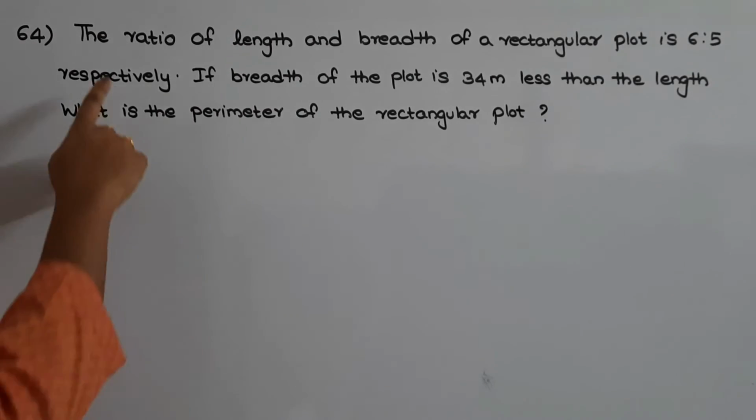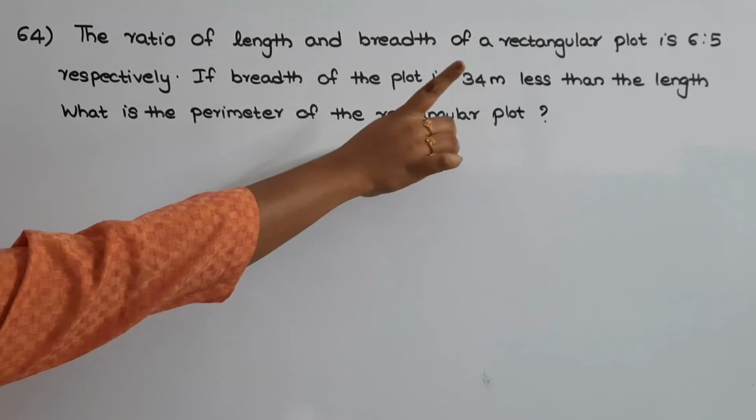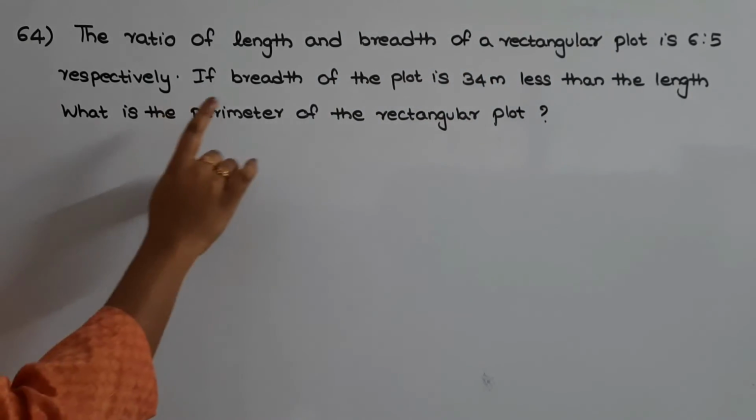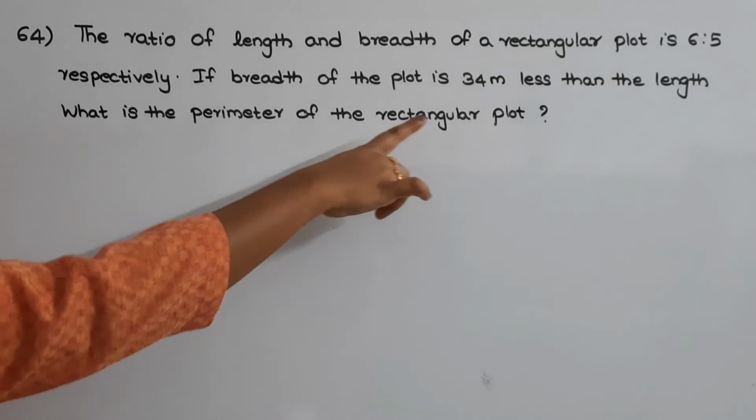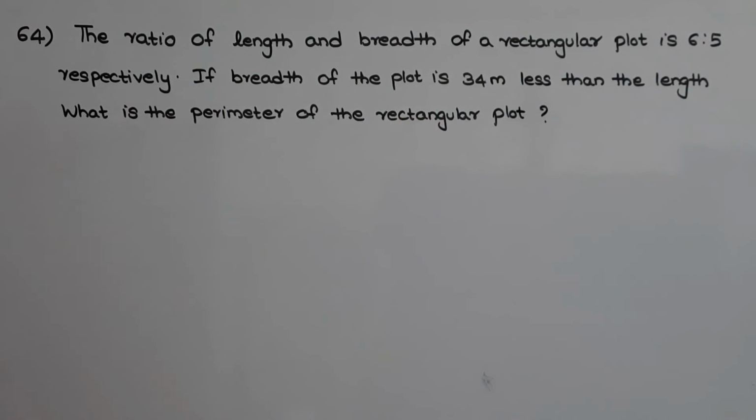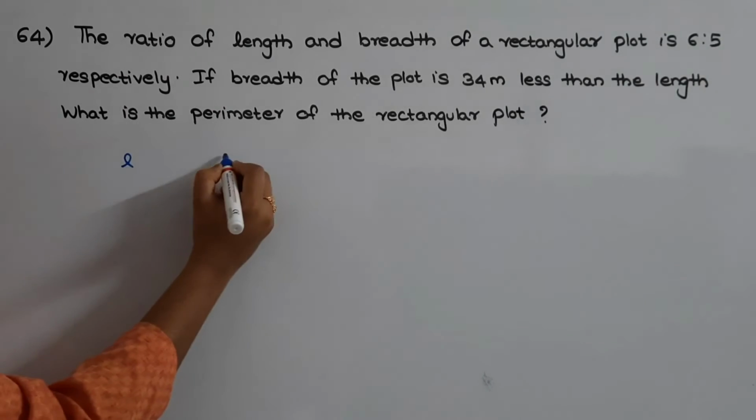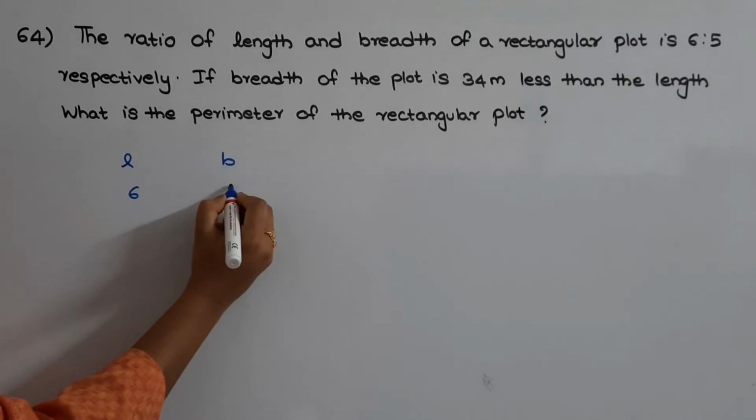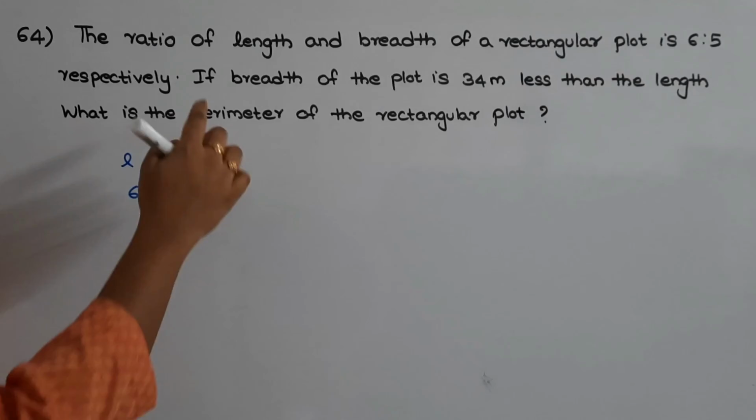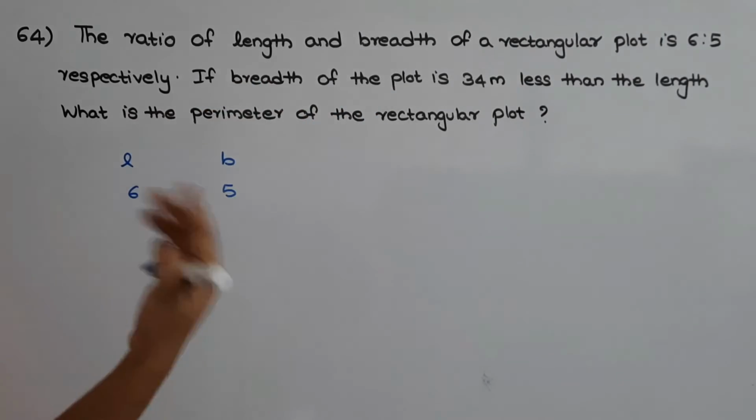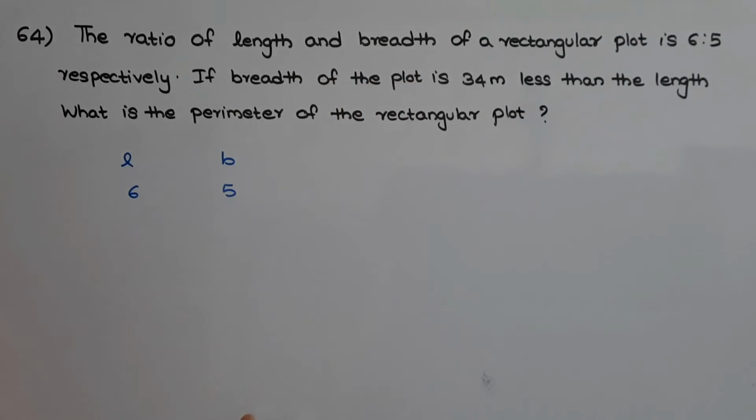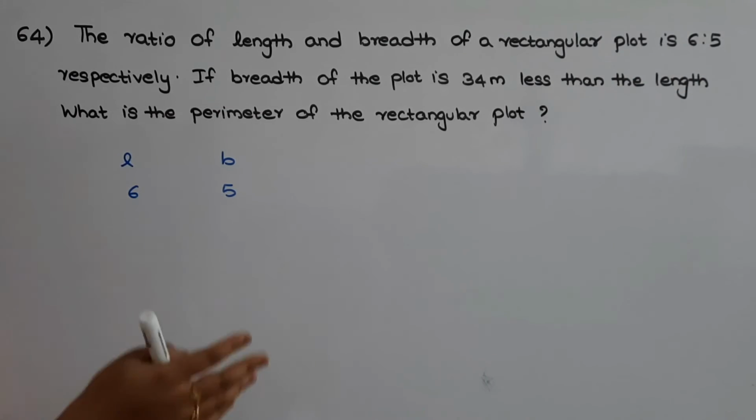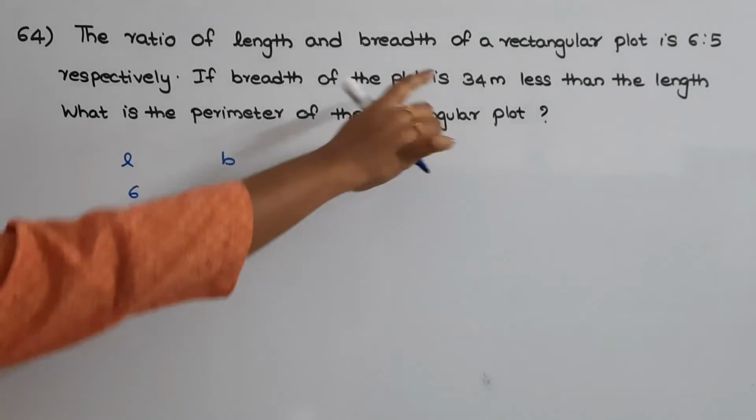The next question is, the ratio of length and breadth of a rectangular plot is 6:5 respectively. If the breadth of the plot is 34 meter less than the length, what is the perimeter of the rectangular plot? So in this question they have given the ratio of the length and breadth of a rectangular plot as 6:5. Then they have given that the breadth of the plot is 34 meter less than the length. So this 34 meter is the difference between the length and breadth of the rectangular plot.